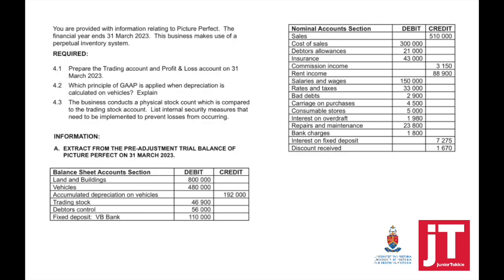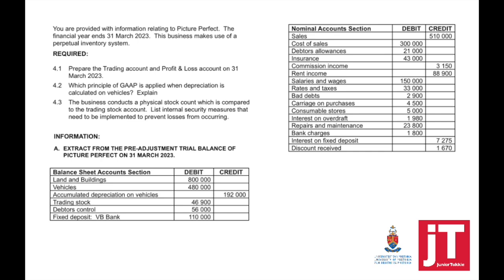We're going to look now at Chapter 10, Activity 4. You are provided with the information related to Picture Perfect. The financial year ends 31 March 2023. The business makes use of a perpetual inventory system. So what is required of us?